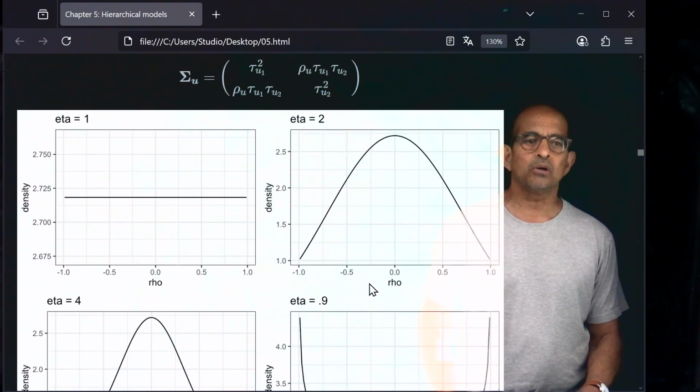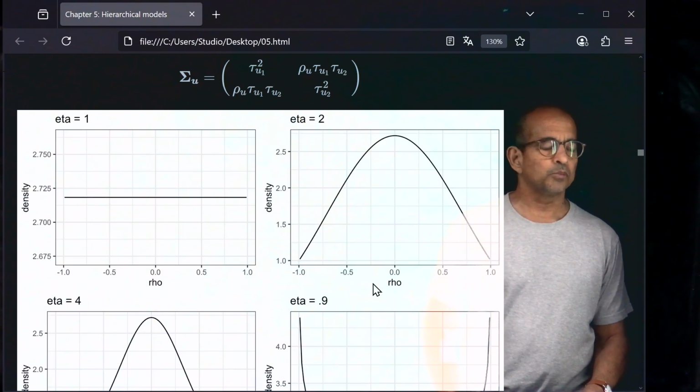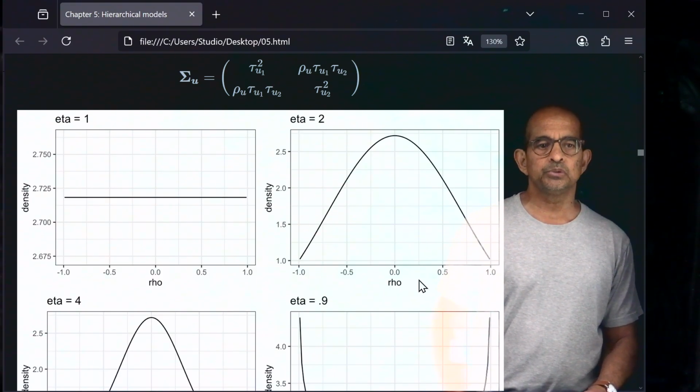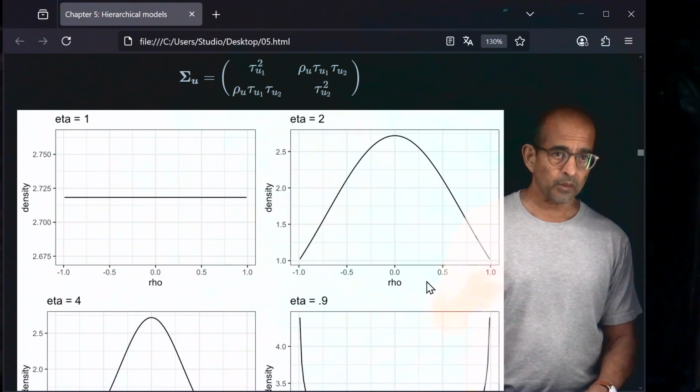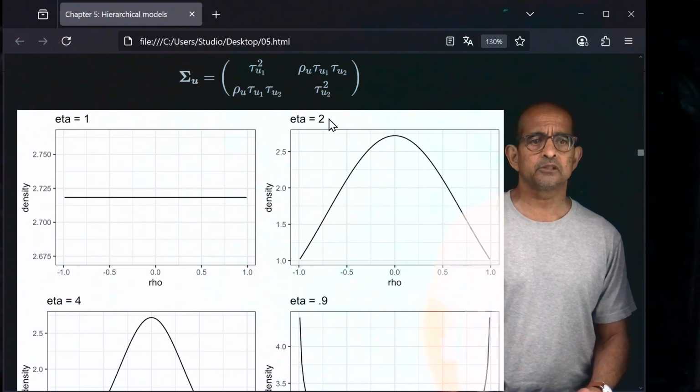But in almost all the modeling that we are going to do in this book, we are going to use the LKJ prior on the correlation matrix such that we have this kind of regularizing shape. So we will always use eta equal to 2 in our models.